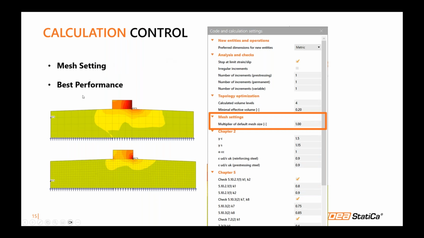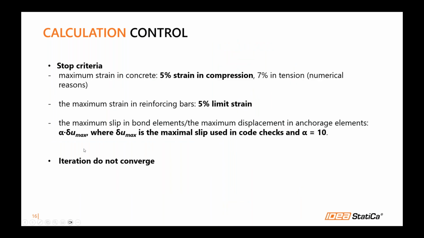Now about the calculation control: always check the best performance and use the bigger multiplier for the initial calculation, and when it's passing, then set it back to number one to have accurate results.